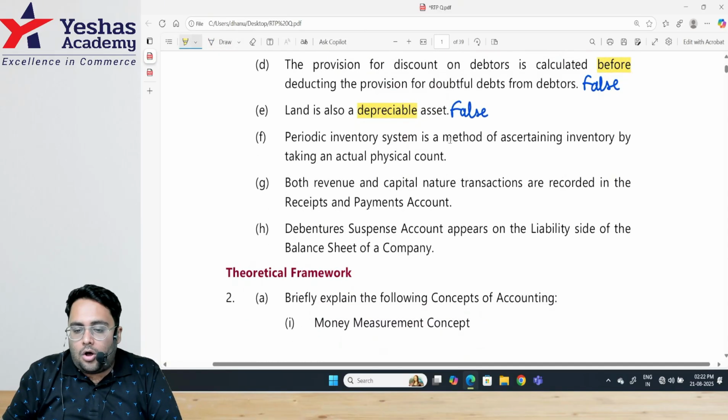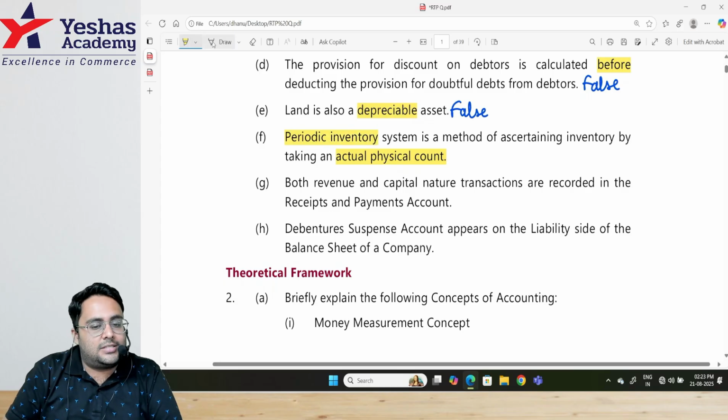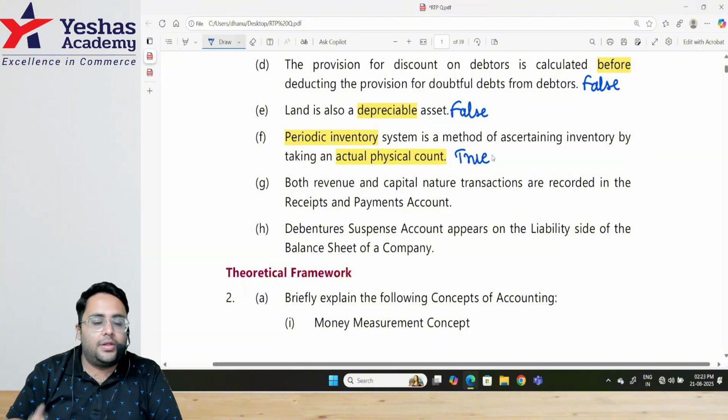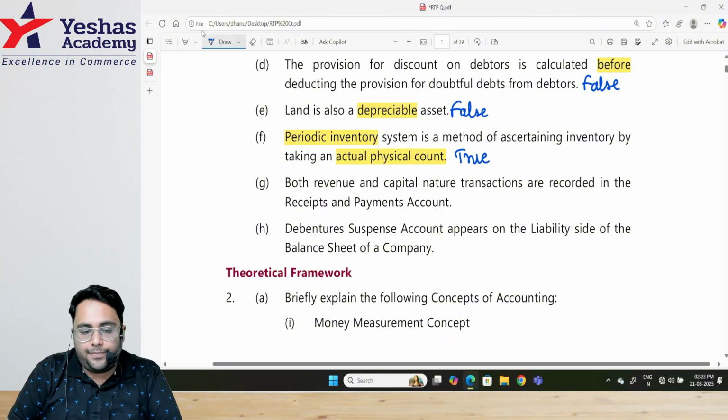Periodic inventory system is a method of ascertaining inventory by taking actual physical count of inventory. Periodic system is based on physical verification. This statement is true. Perpetual system is based on book records. You can write this as a reason.